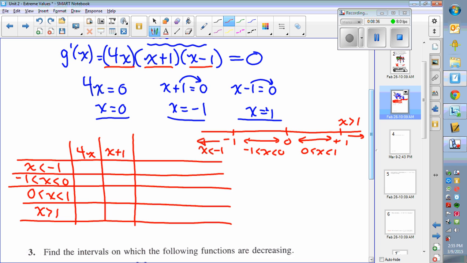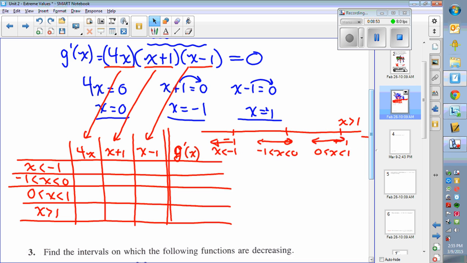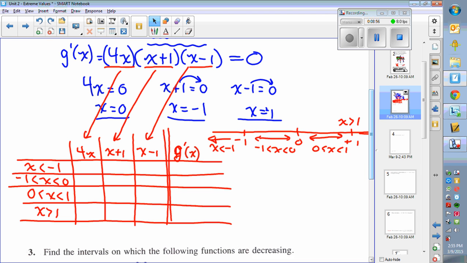So we'll put 4x as one column, x plus 1 as another column, and x minus 1 as a third column. And then we're going to summarize that all up. So I'll just draw a second line, and we'll put this as the entire derivative. I guess it's g prime of x. Okay, so we'll move this stuff over a bit. Okay. So what you're going to choose in this interval table is choose any number that is less than -1 in this first interval. So choose a number like -2. Plug -2 into each of these spots and tell me if it's positive or negative. You don't need to work it out. You just need to tell me if it's positive or negative.